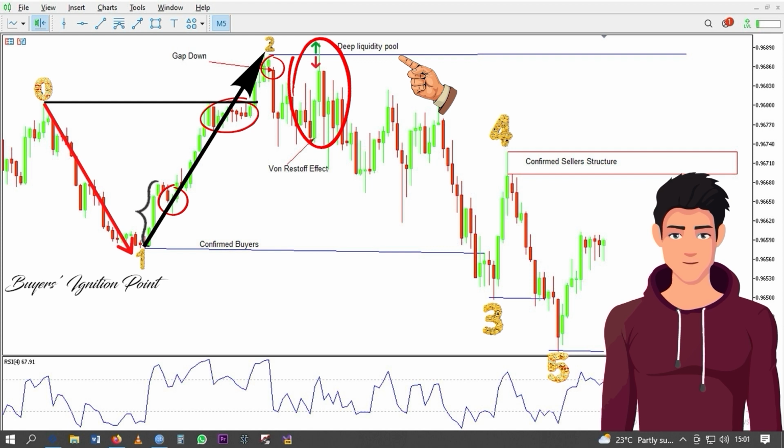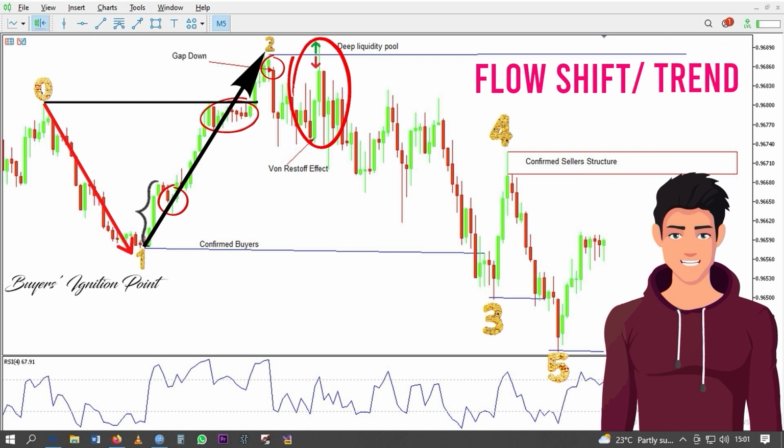Note that I drew a blue horizontal line from vector 2 and I labeled this line as a deep liquidity pool. I drew this line to represent the level where market manipulation was successfully carried out by large traders. Also, this line represents the level where market flow or trend changed direction, as we will see in a little while. Let me just point out that market flow and market trend are the same things. I just prefer to use the word flow instead of a trend.